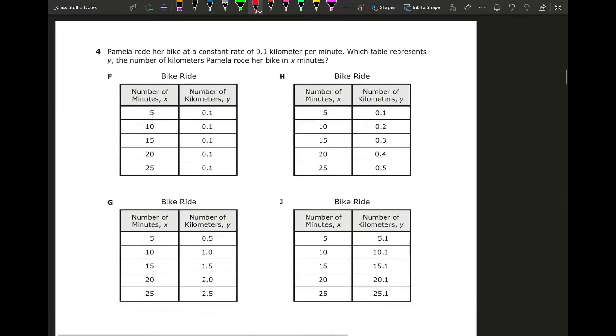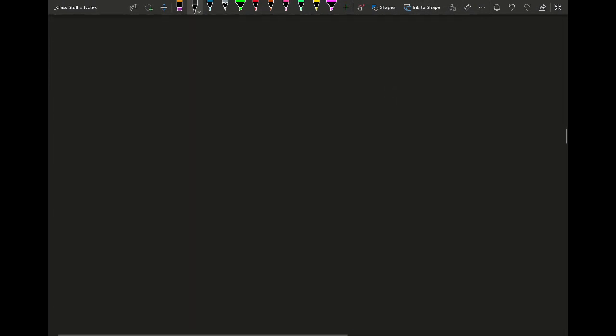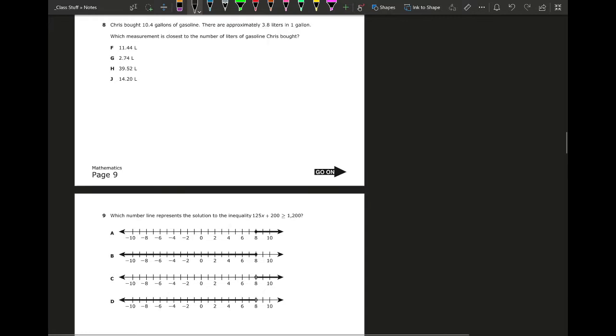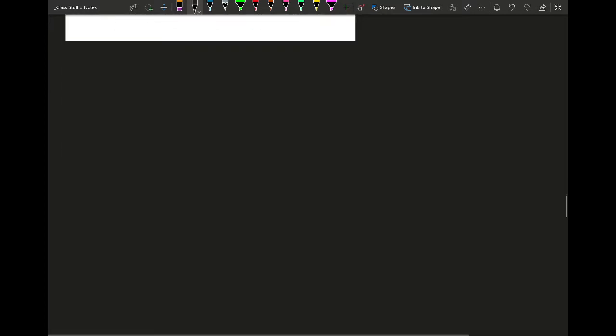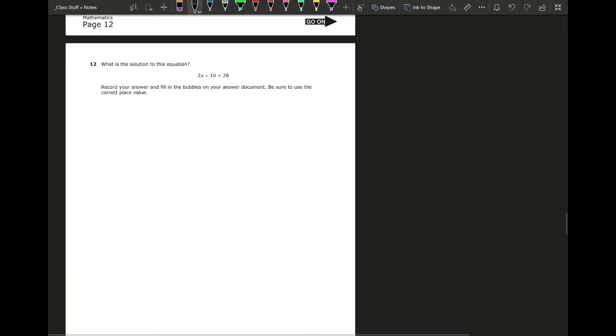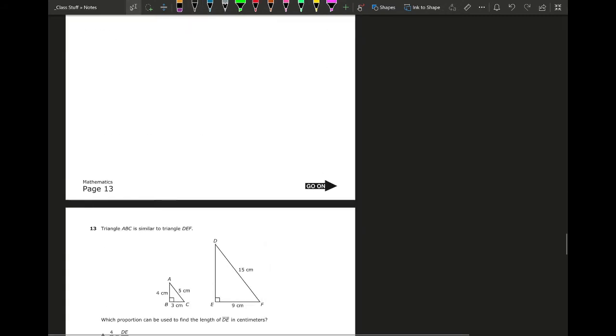Number 4, we have graphs, so I guess we're going to compare something. It says Pamela rode her bike at a constant rate of 0.1 kilometers per minute. Constant rate, we're talking about K equals Y over X. That's the formula, and that formula is given to you on your formula sheet at the bottom. And it's going to be given to you on every single test. For constant rate of change, you have a formula.